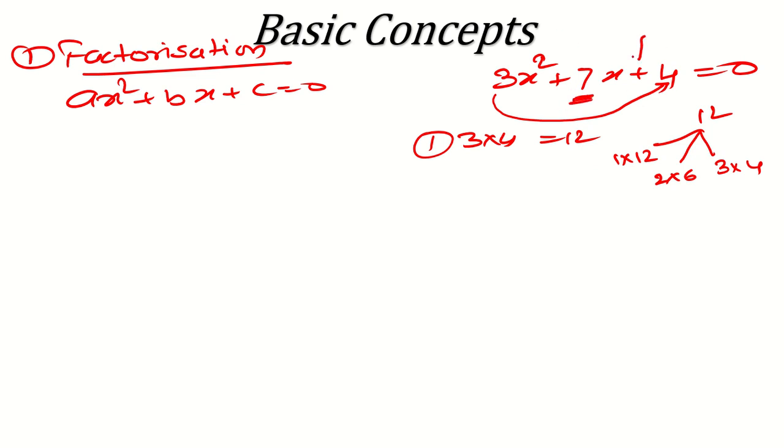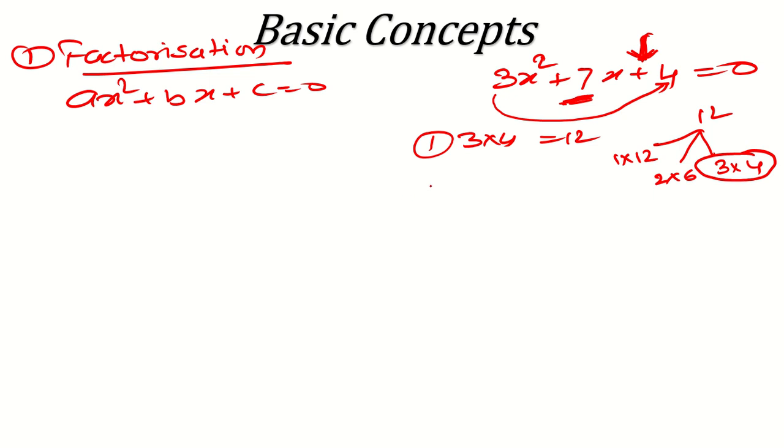Because this constant term is plus. If it is plus, you will take that pair whose addition is equal to the middle number, and if the last constant term is minus, then you will choose that pair whose subtraction is equal to the middle number. So here the constant term is plus. What are we going to choose? Yes, we are going to choose 4 and 3, because 4 times 3 is 12 and 4 plus 3 is 7.